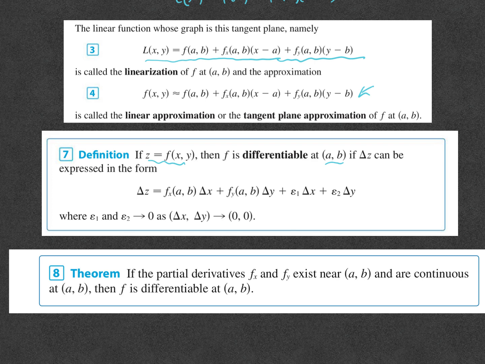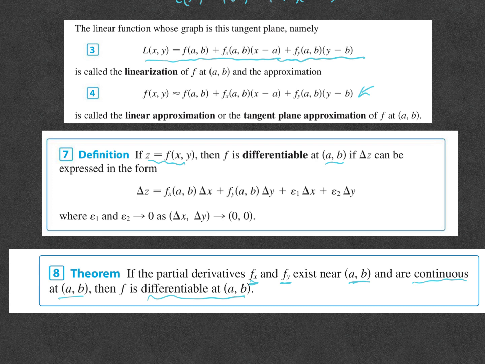Remember, a definition is a given, and a theorem has been proven, and it's proven in the appendix of your book. So if the partial derivatives with respect to x and with respect to y exist near (a, b) and are continuous at (a, b), then f is differentiable at (a, b). So catch the continuous part. In order to show that a function is differentiable, you take the partial derivatives, and if they're continuous at (a, b), then f is differentiable at (a, b).